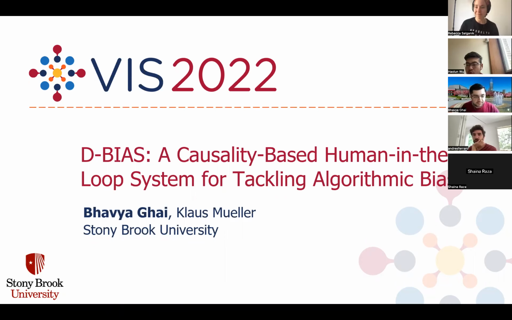Okay, so hello everyone. I am Bhavya Ghai. I'm an applied scientist at Amazon New York. Previously, I was a PhD student at Stony Brook University, and this work I did when I was part of the university. So this work, D-bias, is a causality-based human-in-the-loop system for tackling algorithmic bias.